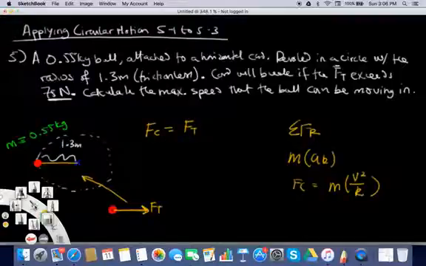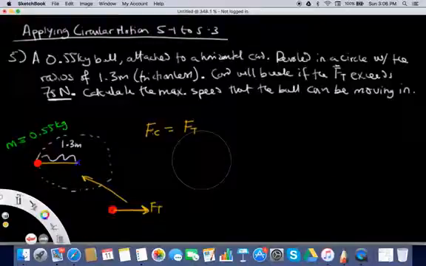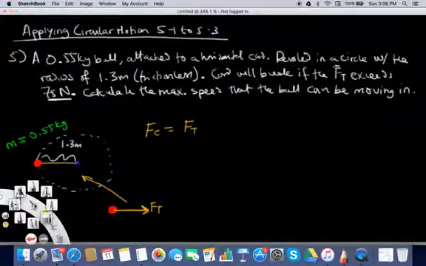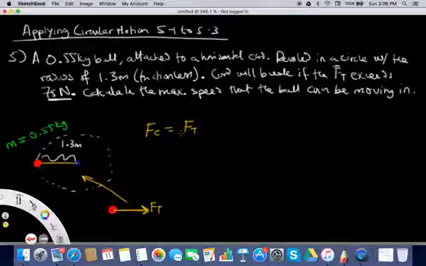In all the other problems, we didn't deal with centripetal force yet. So if you are confused on what centripetal force is, please look at our first video where I do mention what centripetal force is. Centripetal force is this inward facing force, and tension force is also inward facing. So we derive the equation that FC equals FT.